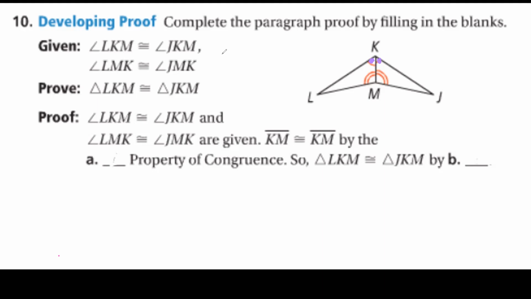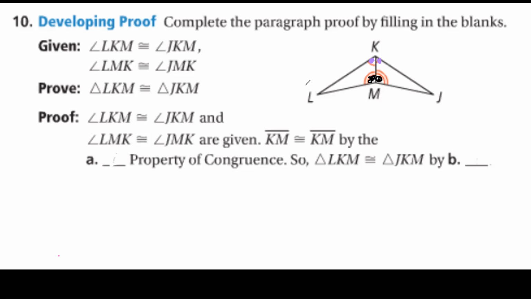The second step: angle LMK is congruent with angle JMK. That means this angle. I want you to prove now that the triangle LKM is congruent to the triangle JKM. What do you have to do? The first step, I said that angle LKM and angle JKM are given.